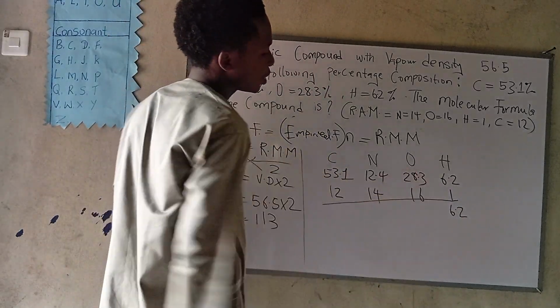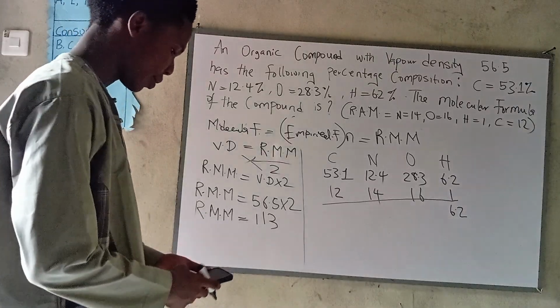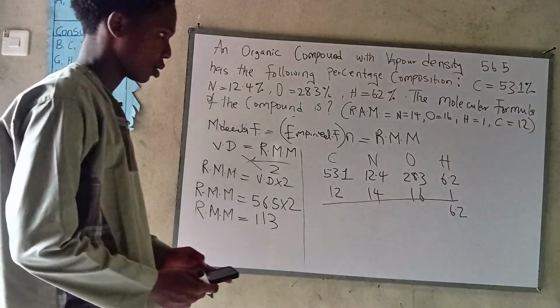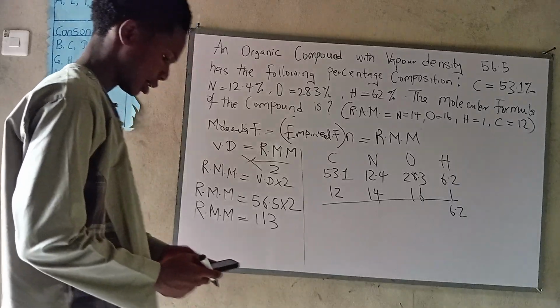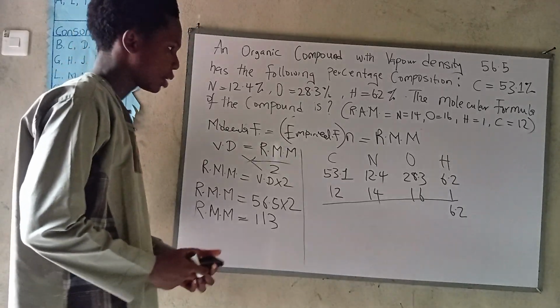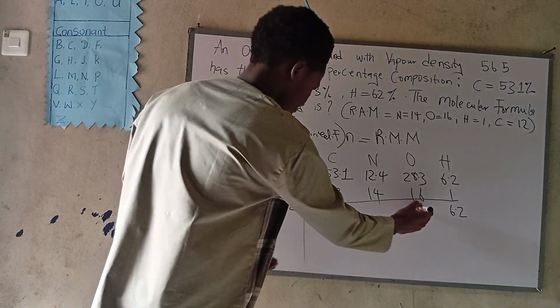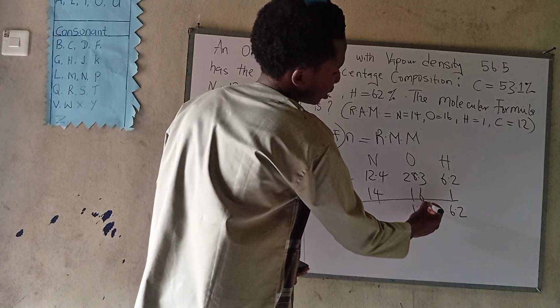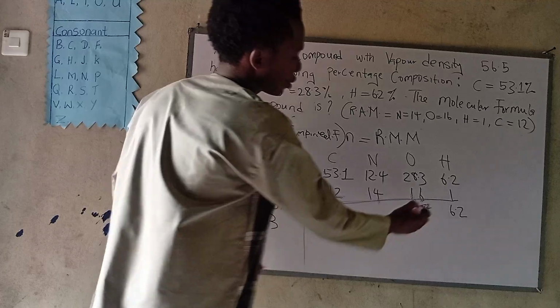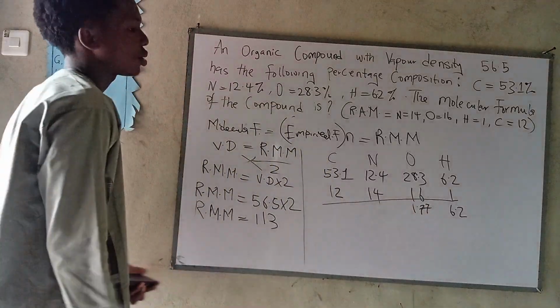28.3 divided by 16, what will it give to us? Let me punch the calculator. 28.3 divided by 16 is going to give us 1.77. Let me write 1.77. Alright. Punch your calculator to confirm.